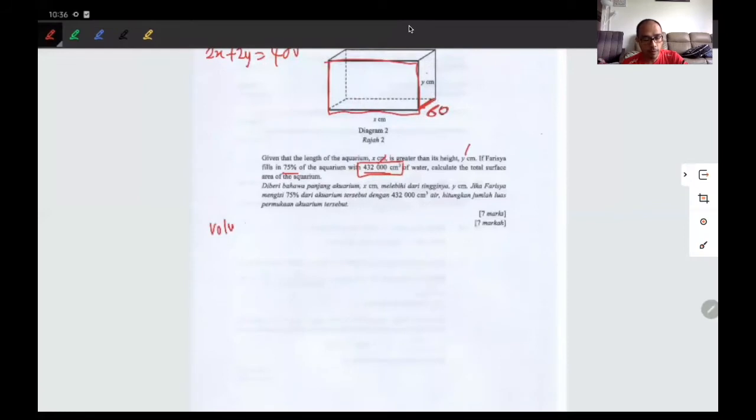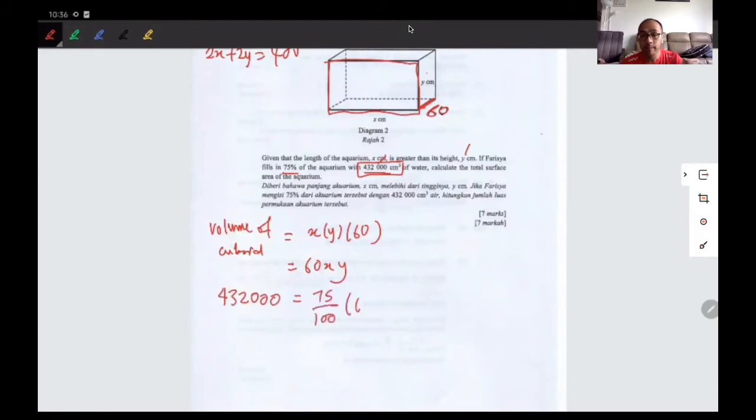Volume of a cuboid will be x times y times 60, or 60xy. But since we are only filling up 432,000, which is only 75% of the aquarium, that means 432,000 is actually 75 over 100 times 60xy. And this will be our second equation.